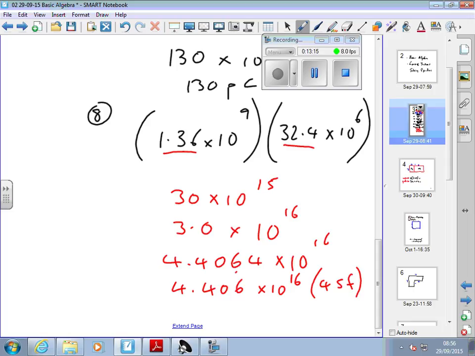So that's the sort of thing you do when you use your calculator. Estimation isn't a bad idea. At least go as far as adding the powers up. So you've got an idea, something like 10 to the 15, but actually 16 because of where the decimal point is. And then, once you've got your answer, think about rounding to an appropriate number of significant figures.